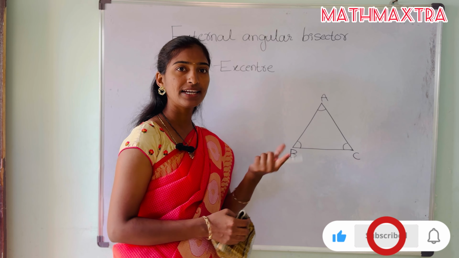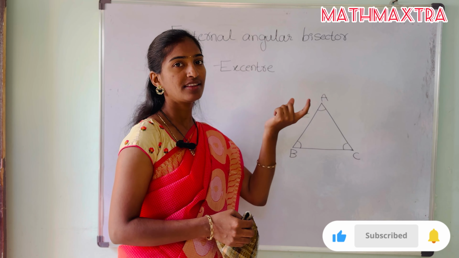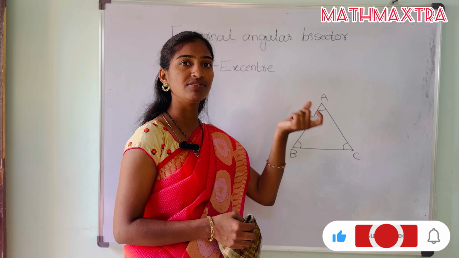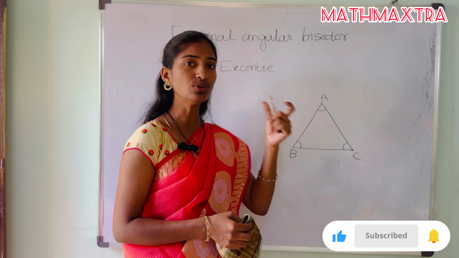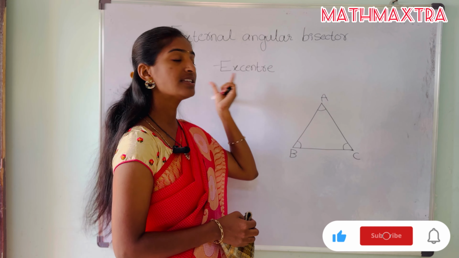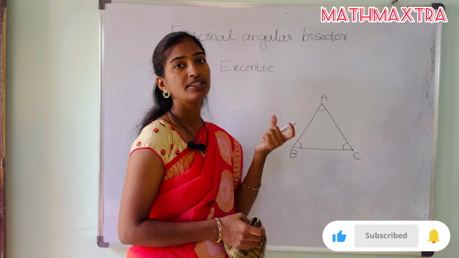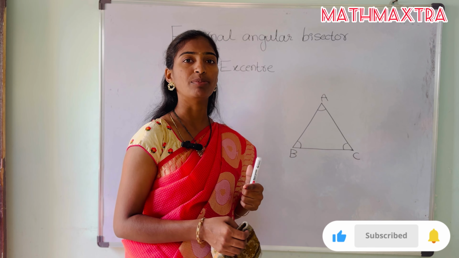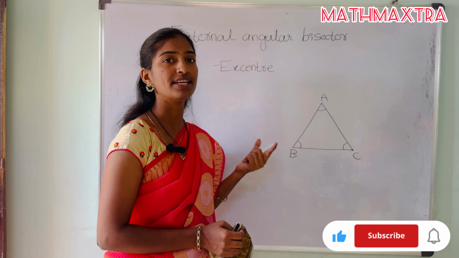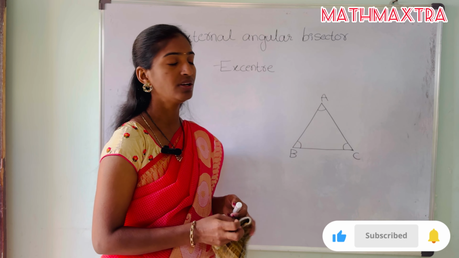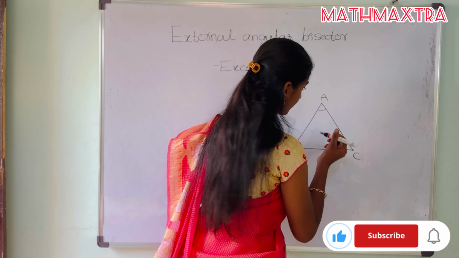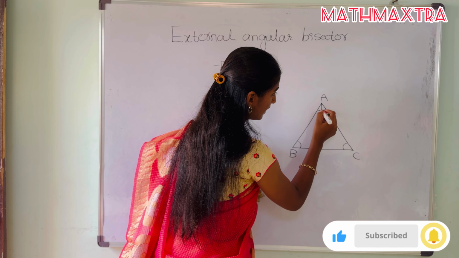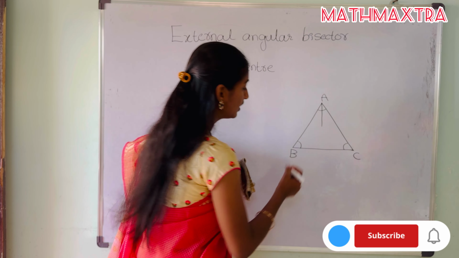Internal angular bisector is nothing but the line which divides the internal angle into two equal parts. But in the case of external angular bisector, it is the line which divides the external angle into two equal parts. So that line we call an external angular bisector. Okay. See, this is an internal angular bisector, right?